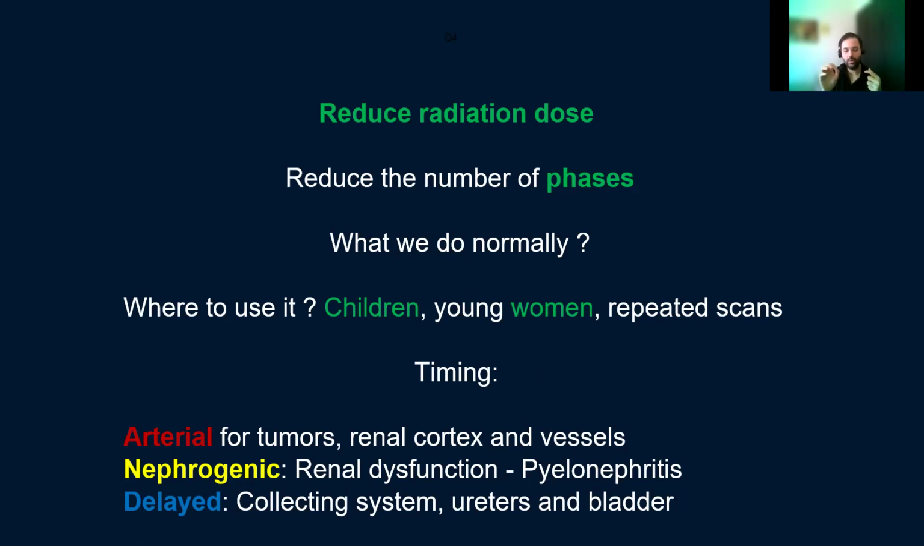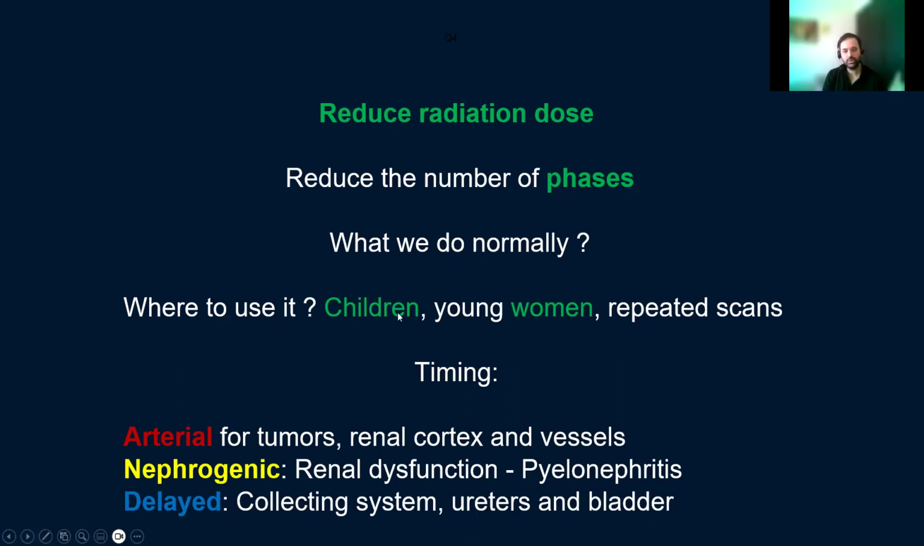So that is where you're going to be able to diagnose the changes of pyelonephritis, where you have the wedge-shaped hypodensities coming from the cortex up to the medulla. They might be bilateral, asymmetric, with perinephric strandings, collections, etc. So you've reduced the radiation dose, and you've reduced the number of phases.